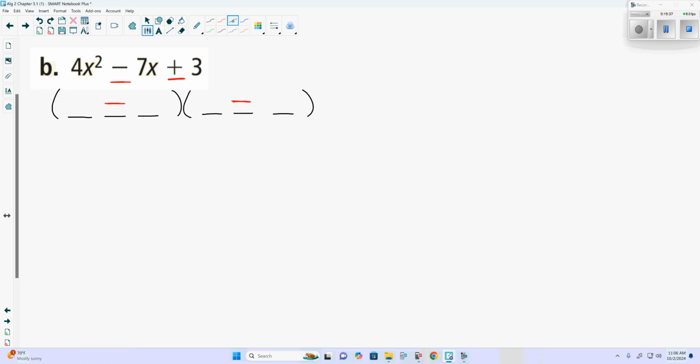Factors of the first and third term. First term is 4x squared. Well, the x squared can only be x and x. That's the only way it works out for x squared. Factors of 4: 1 and 4, 1 times 4, or 2 times 2.